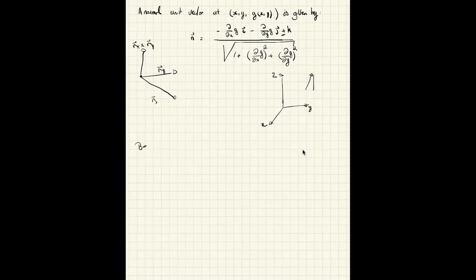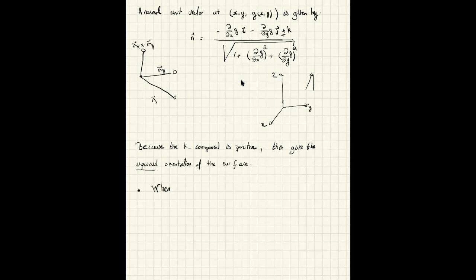Because the k component is positive, this gives the upward orientation, okay? So this is for a graph of a function.